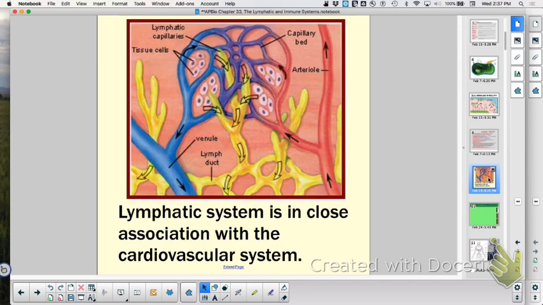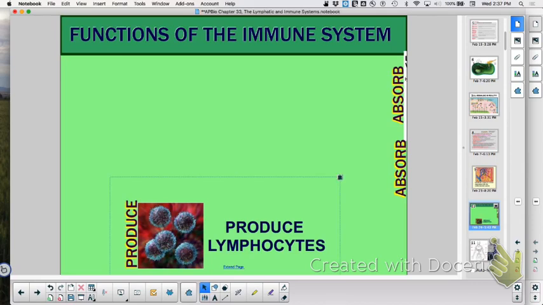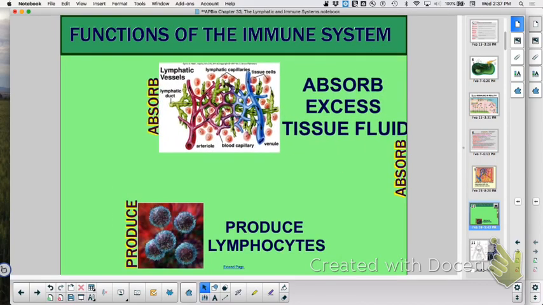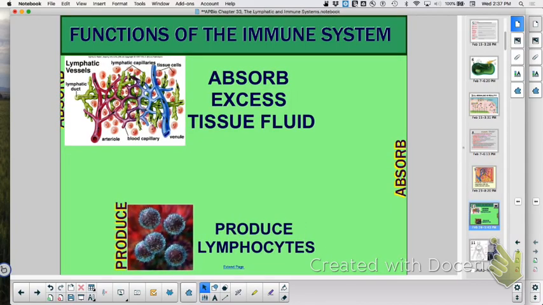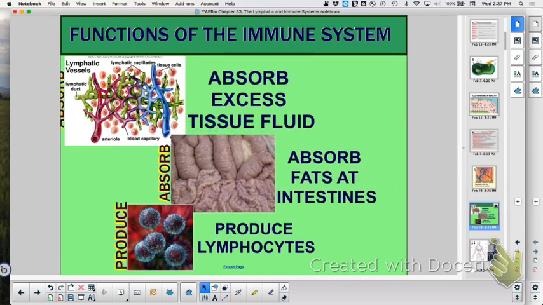Okay, so that our B and our T cells can hang out there, so can our police force, in order to look for things that are invading our body. But our immune system is not just about producing lymphocytes and absorbing excess tissue fluid, okay? But this is the one that most people forget: in the microvilli of our small intestines we have lymph vessels, lacteals, that absorb fat for us, okay?